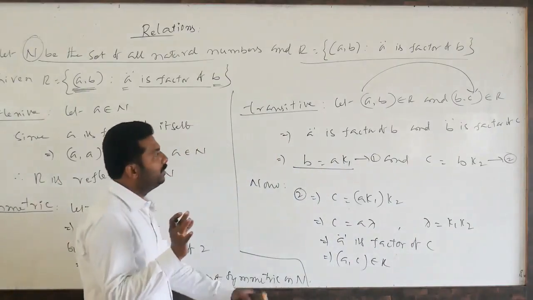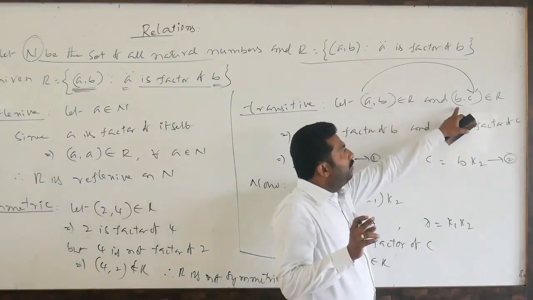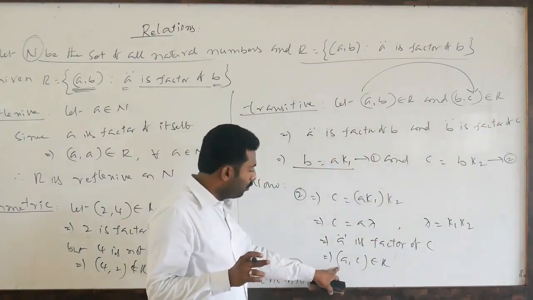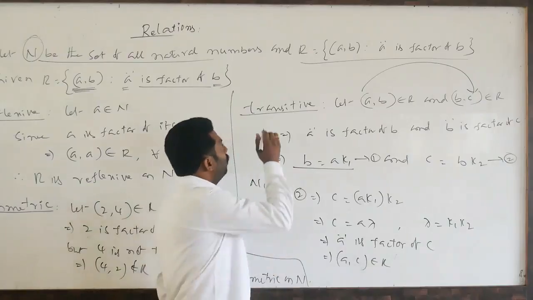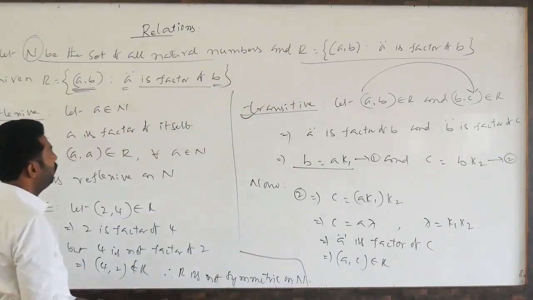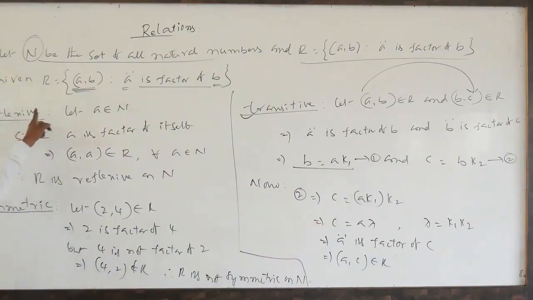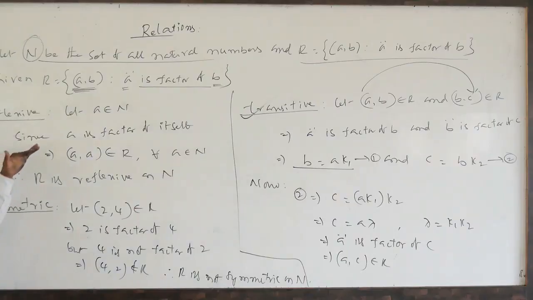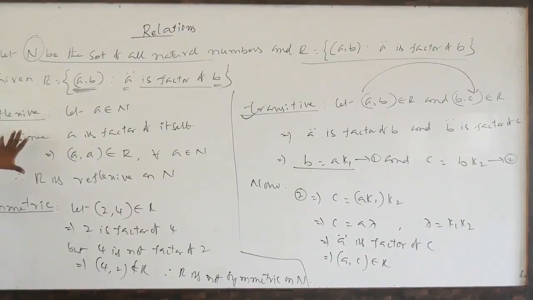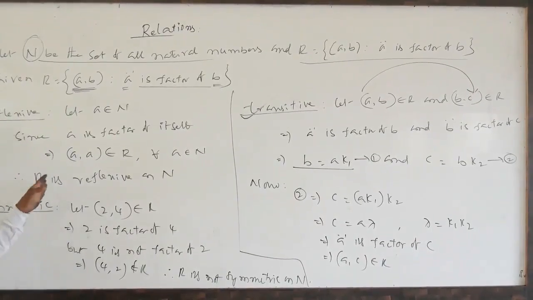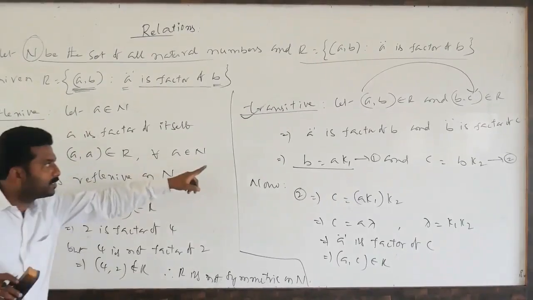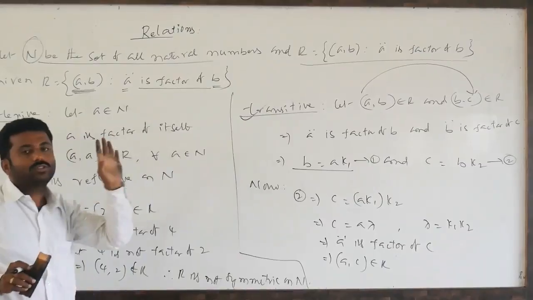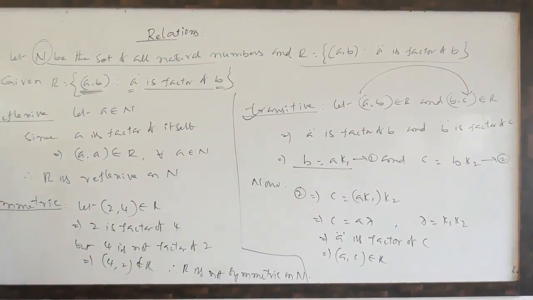See, what is our assumption? (A, B) belongs to capital R, (B, C) belongs to capital R. What did we prove? (A, C) belongs to capital R. So capital R is transitive. Therefore, capital R is reflexive and transitive, but not symmetric. Like this we have to prove. But one thing you have to remember: if it is not symmetric, not reflexive or not transitive, a counter example you have to give. If it is reflexive, symmetric or transitive, the theoretical procedure you have to follow. That is most important in these problems.